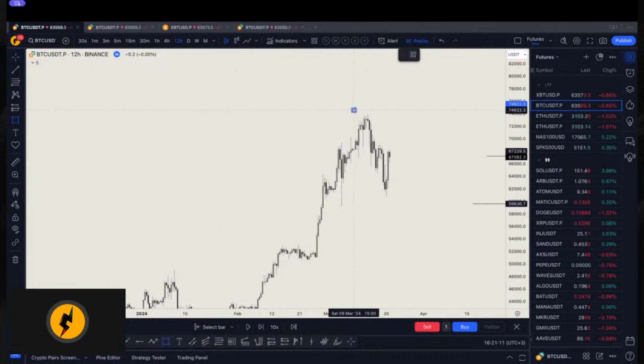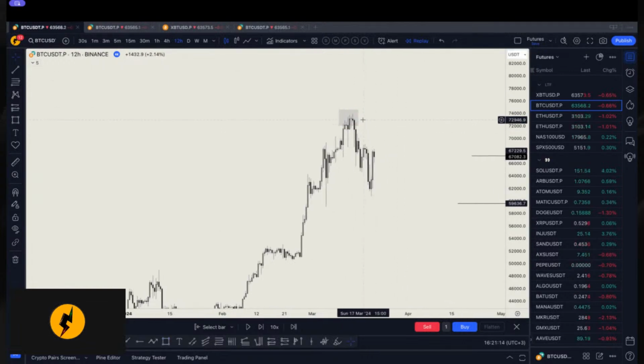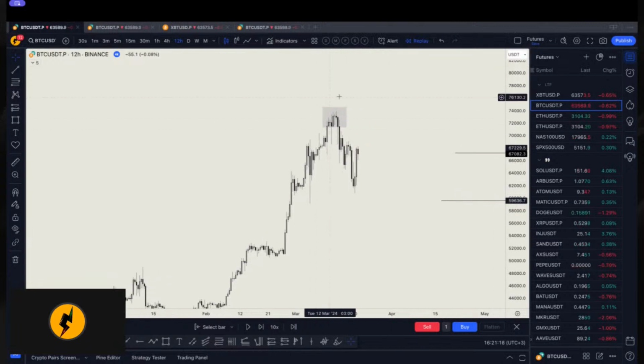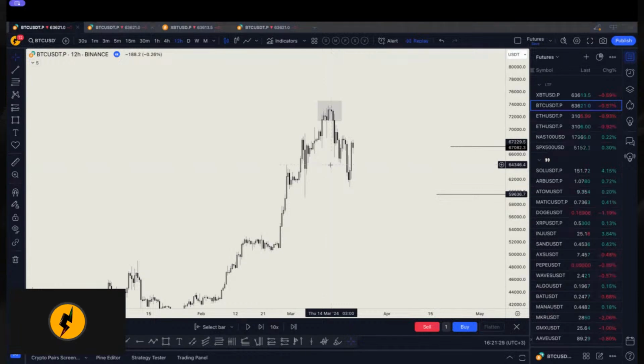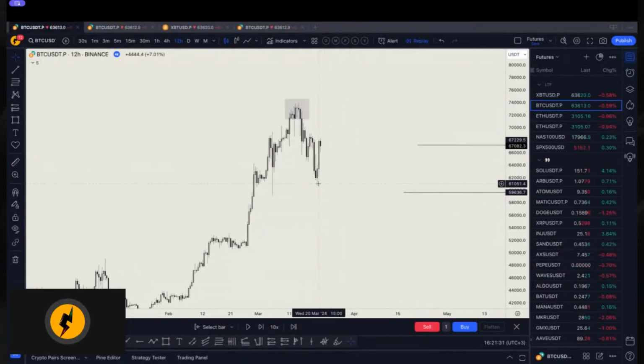So you should find the high of the range, the top of the range, the local top that you have, which is here. The same applies for the accumulation range basically. Then you find the first low after the high. Okay, so it's going to be this one.